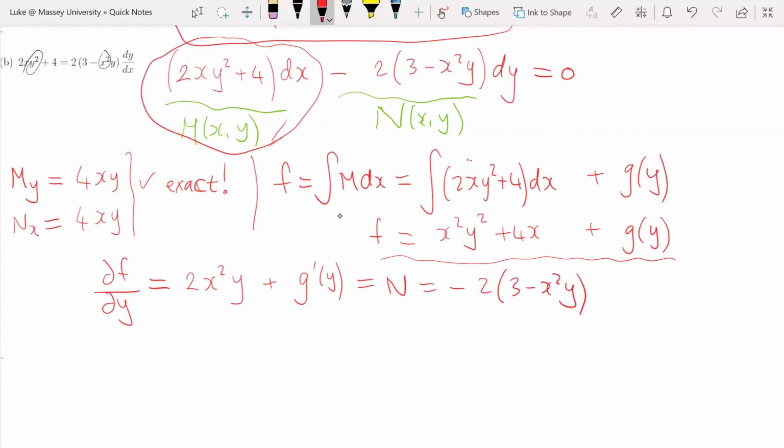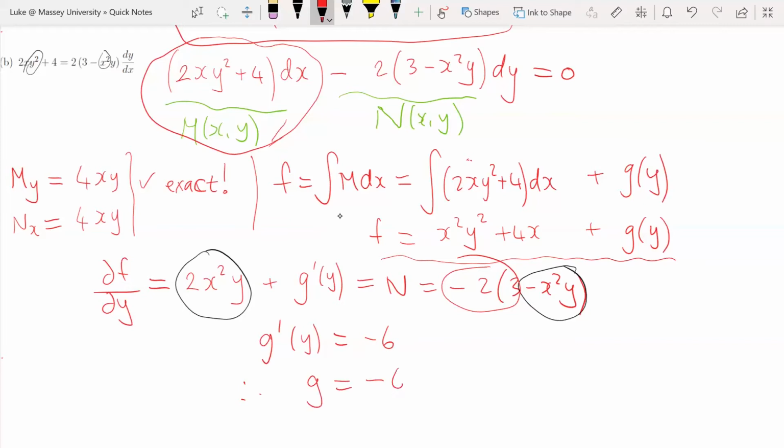Okay, and the nice thing here is that you can see immediately that these two terms here are going to cancel, because there's a positive 2x squared y on both sides of the equation, so we can cancel those and end up with an expression for the derivative of g. So g prime of y is just going to be equal to negative 2 times 3, so negative 6. Or in other words, if I integrate that, g is equal to negative 6y.